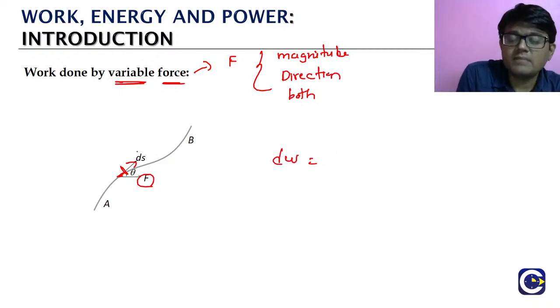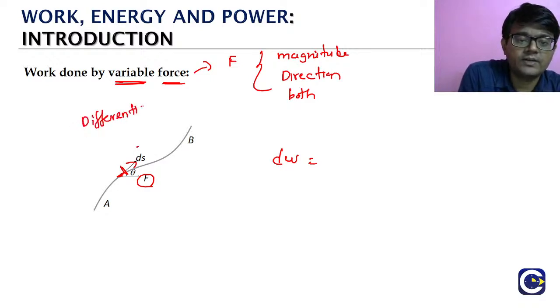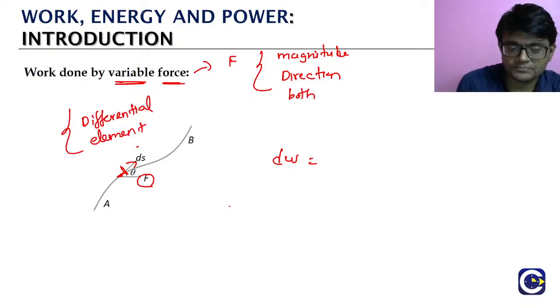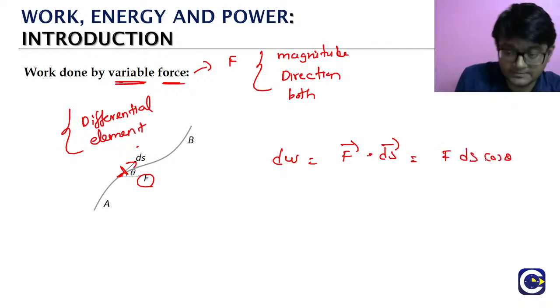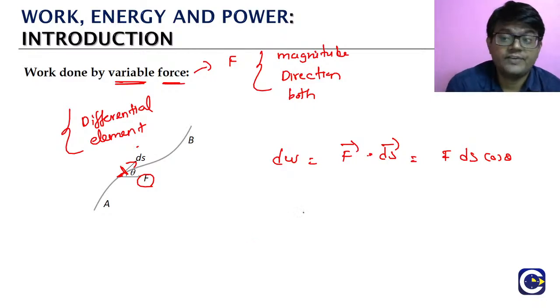So the symbol d represents what? Already we have used this quite often. It is a differential element, a very small value. For a small displacement ds, we will look at what is the work done. What will be the work done? F dot ds, which we can also write as F into ds into cos theta.